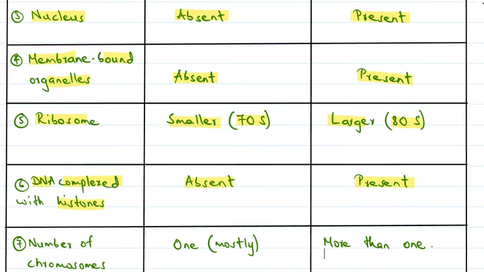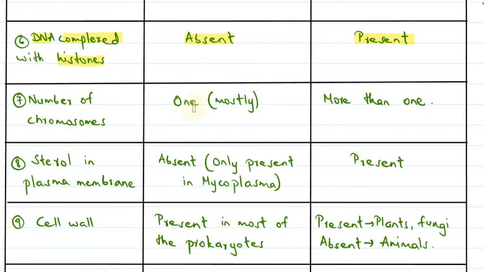Then we saw the number of chromosomes present. So mostly all the prokaryotic cells have just one chromosome, whereas most of the eukaryotes have more than one chromosome. Then the sterol in plasma membrane. So this presence of sterol in plasma membrane is absent in all the prokaryotic cells, but there is an exception that this is present in mycoplasma, whereas all the eukaryotic cells have the presence of sterol in their plasma membrane.